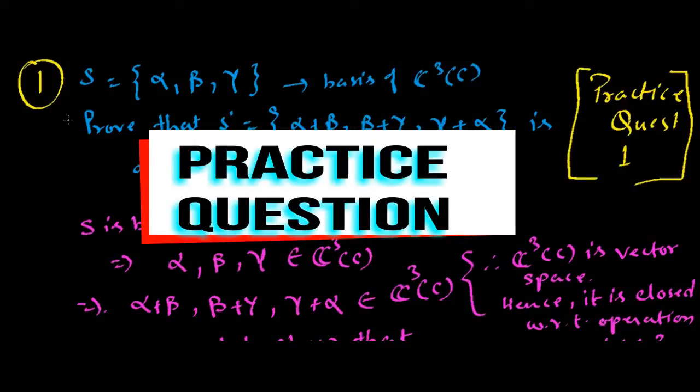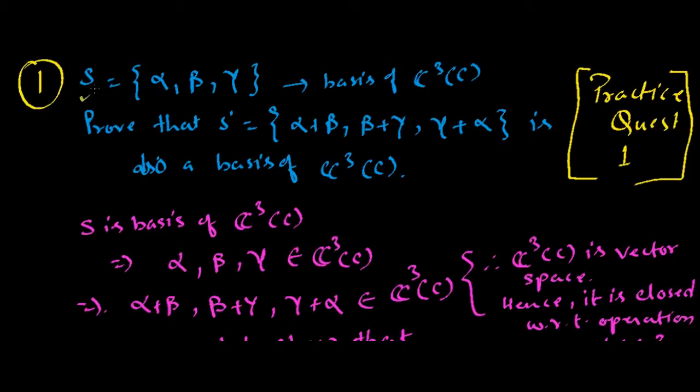So let's solve a practice question here. We have a basis S, and this is the basis of our complex vector space of 3 dimensions. Three vectors are given in the basis: alpha, beta and gamma, and the field of the vector space is C. We need to show that S dash, that is the set of vectors alpha plus beta, beta plus gamma, and gamma plus alpha, is also a basis of C3.